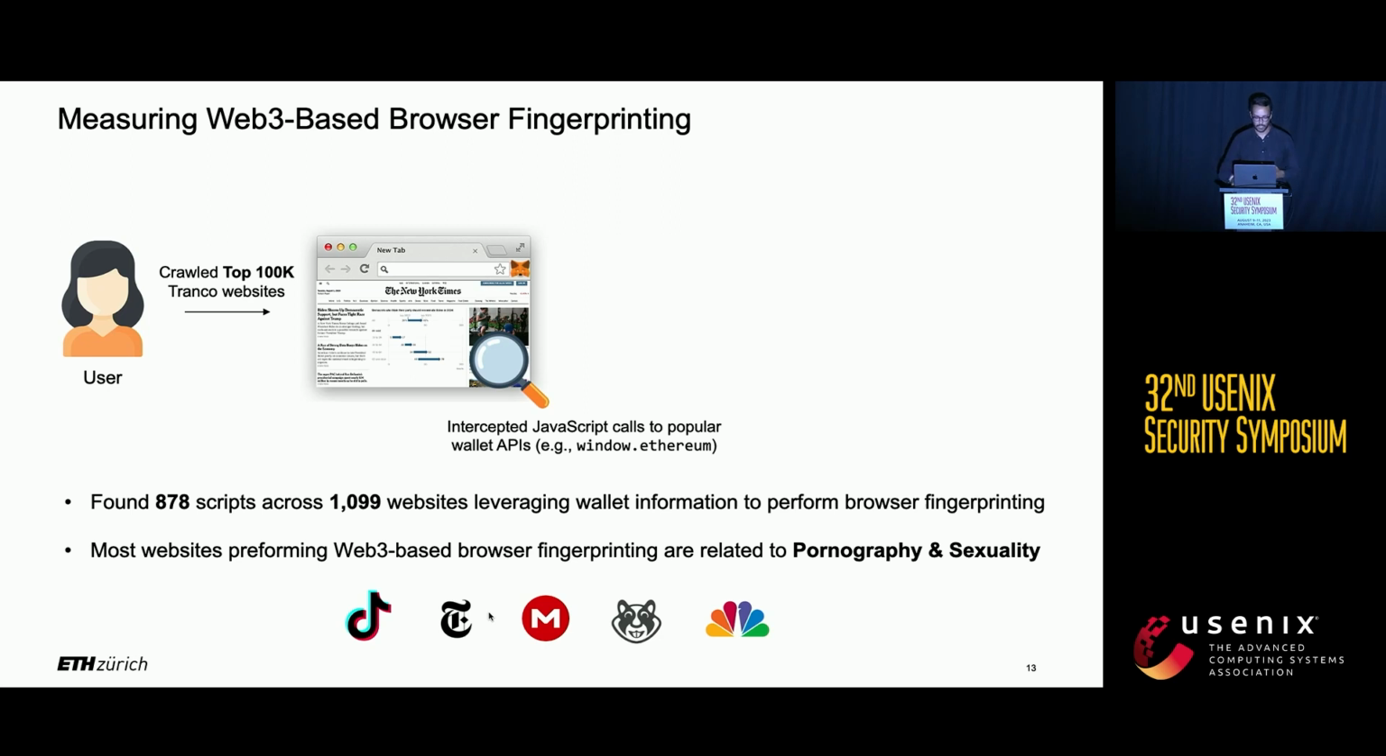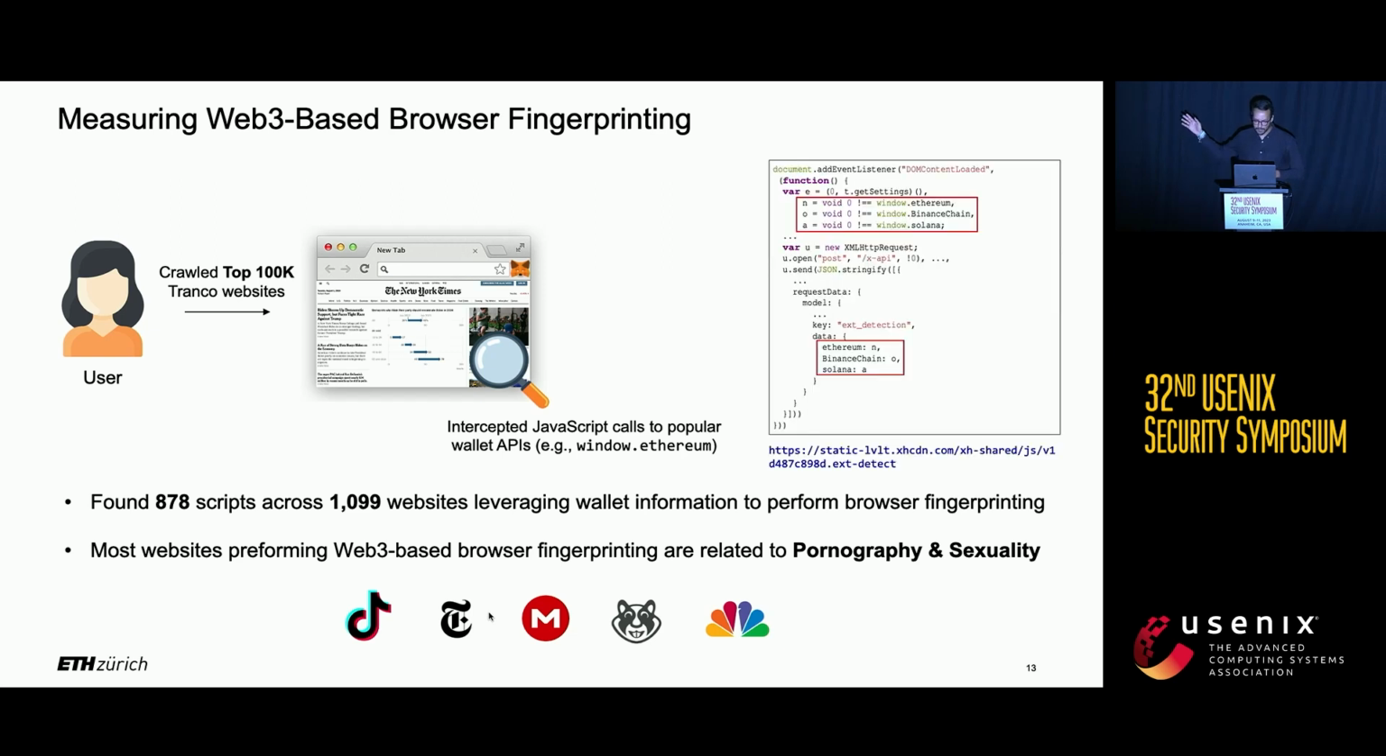And what is also interesting here is that from the third parties or the websites that we found, most of them are related to pornography. But also some are very popular websites like TikTok, New York Times, and Mega, they also collect this wallet information. Here's an example from XHamster of the script that we detected. So they check if you have Ethereum installed, Binance Chain, and Solana, and they simply send it back to their backend using a very simple XML HTTP request.